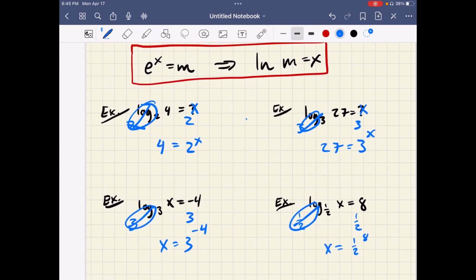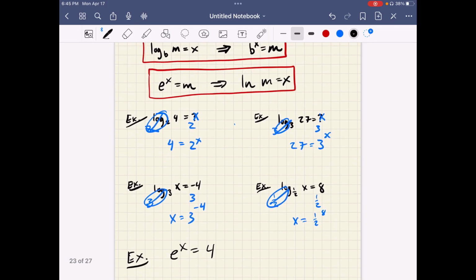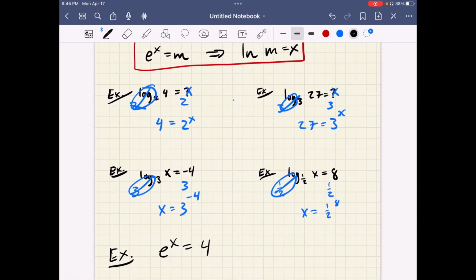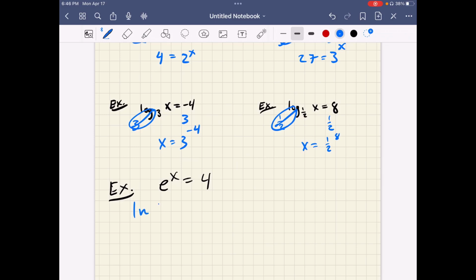Okay? All right, so now we'll show you one more example where we have the e, or the natural number. I'm going to use the same exact thought process here, but now the opposite operation for e is going to be the natural log. So I can think about it in two ways. I can follow my rule here, right? I can take my exponent, put it over here by itself, and I take my m value, and I can take the natural log of that m value. So I can say the natural log of 4 equals x. That's one way to think of it.